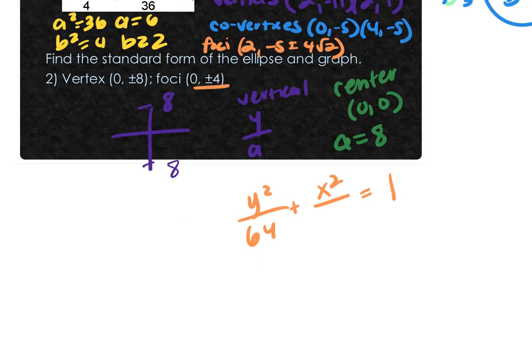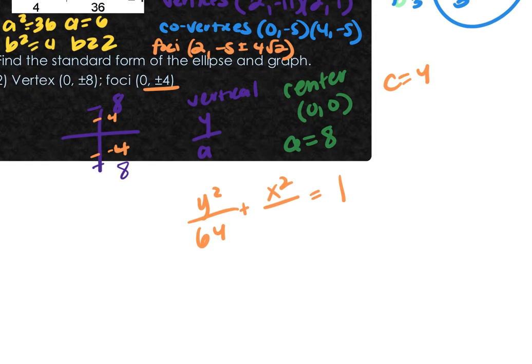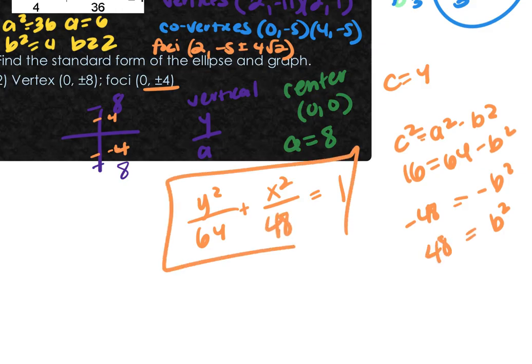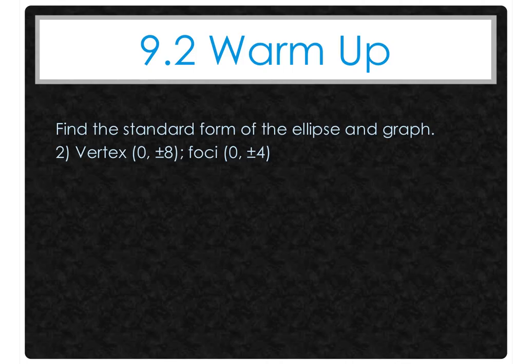Then it gave you foci was plus and minus 4. So that confirms it's vertical. It confirms my center is at 0, 0, and it tells me c is 4. So then because c squared equals a squared minus b squared, 16 would equal 64 minus b squared. Negative b squared is going to equal -48, and b squared equals positive 48. I don't need to square root it because in the equation it becomes squared. So I could just keep it as it is. All right, keep working.